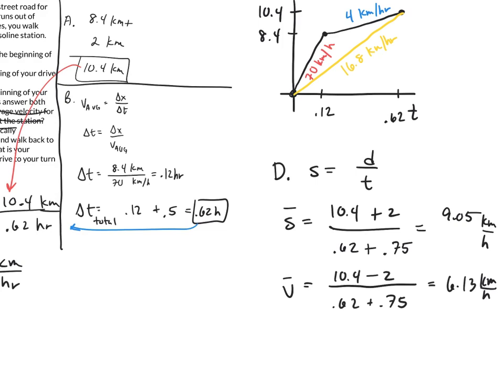Now, what is the 0.75? That's the time it took you to walk back to your car and pump gas and do all that. So I'm taking away 2 kilometers because you're going back to the car, and that whole time takes 0.75 hours. Here I added it because I'm thinking of this as a distance. Here is a displacement. Okay? Yep. We good on this one?